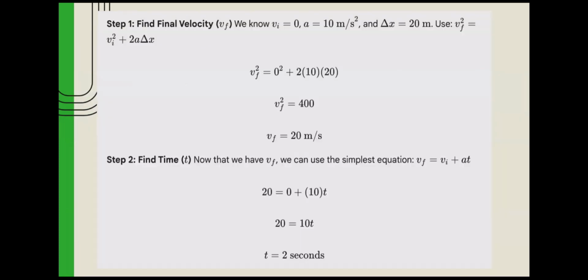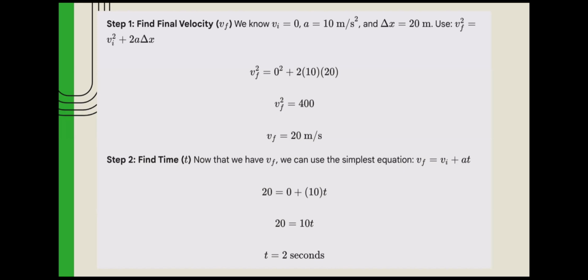Yeah. So here's how you do this problem. First, we know that the initial velocity is 0, started from rest, and the acceleration is 10 meters per second squared. Like g is approximately -9.8, so we can approximate it to 10. And we know the delta x was 20 meters, so we plug those three values into the equation vf squared equals vi squared plus 2a delta x, and you find the final velocity, which is 20 meters per second.